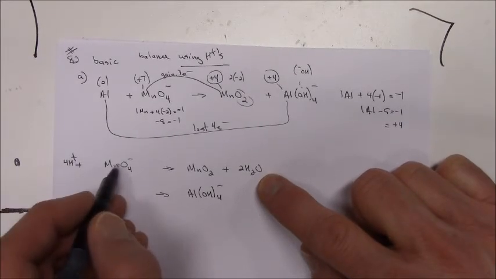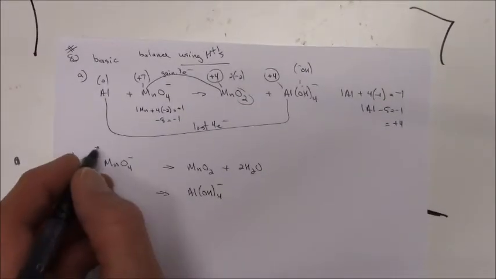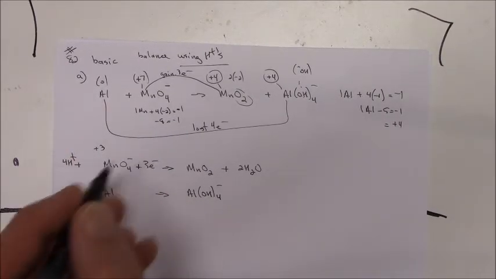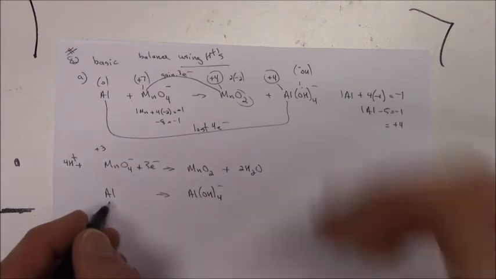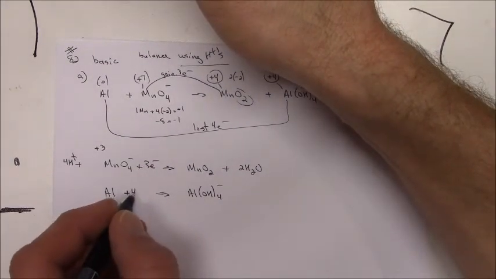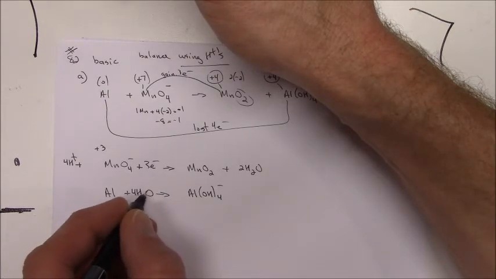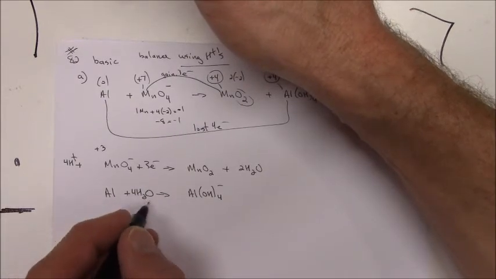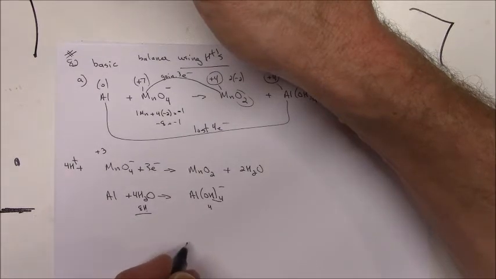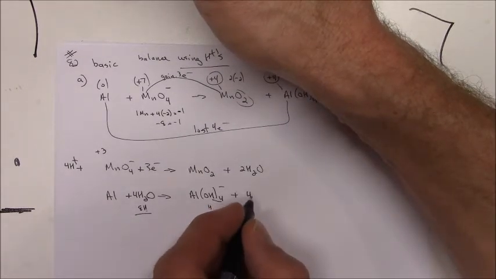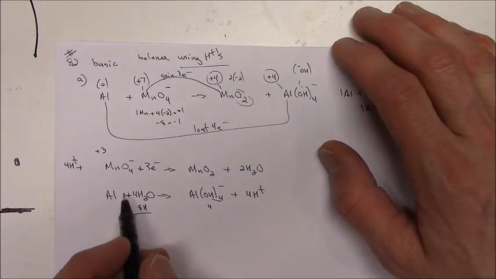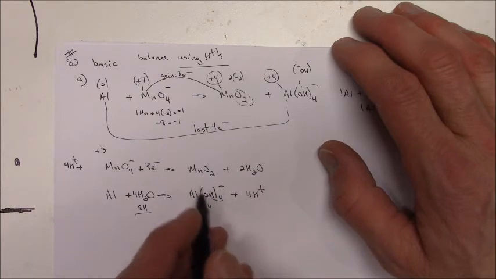Charge on this side, plus 4, minus 1. Plus 3, this side neutral. I got to balance it, so I better add 3 electrons to balance the charge. Aluminum. 1 aluminum, we're good. 4 oxygens. You got to add 4 waters for the oxygens on this side. Hydrogens on this side, you got 8. This has 4. I'm going to have to add 4 H pluses over here to balance the hydrogens. So now I get a neutral side. This is minus 1.